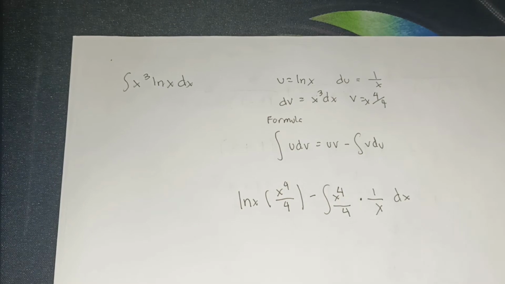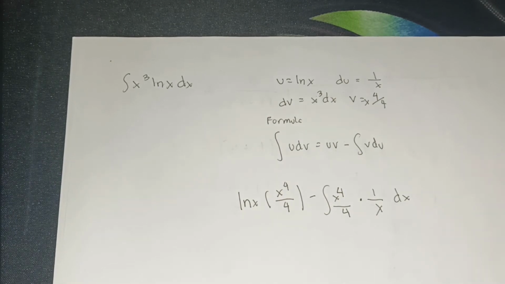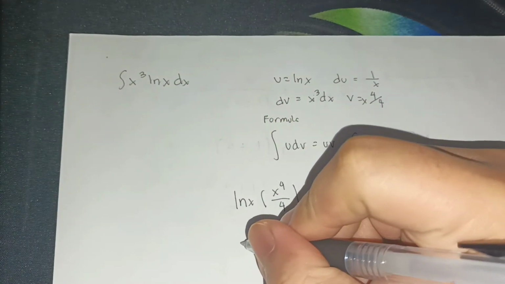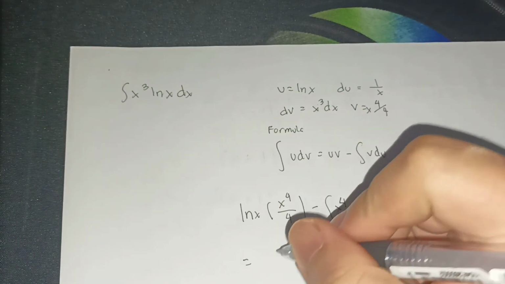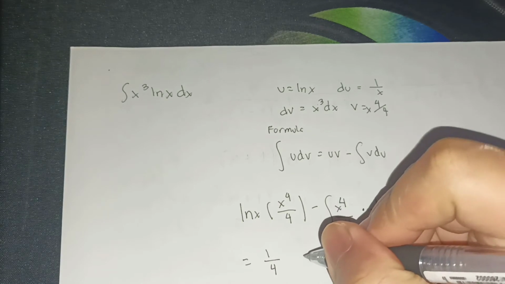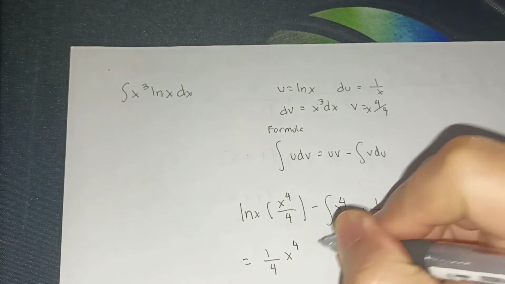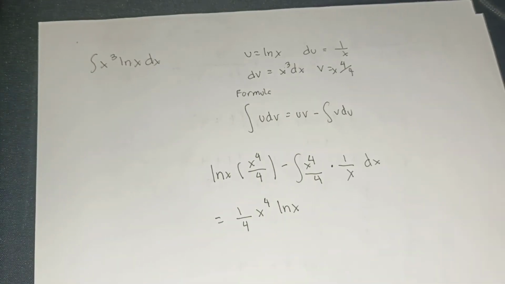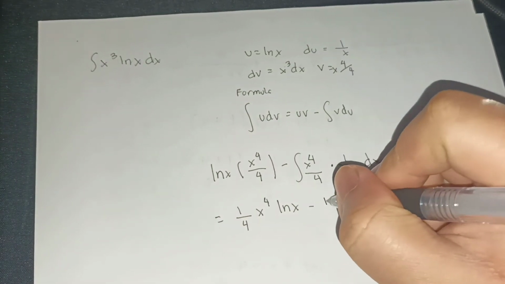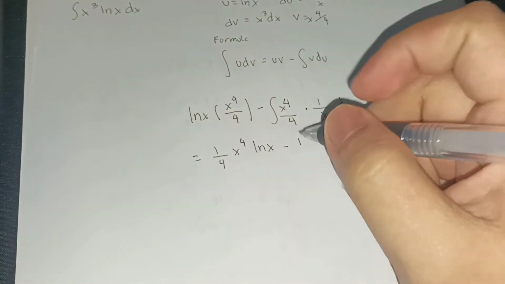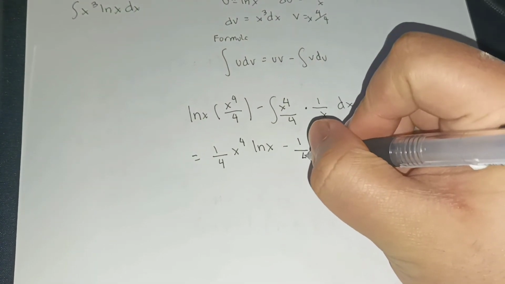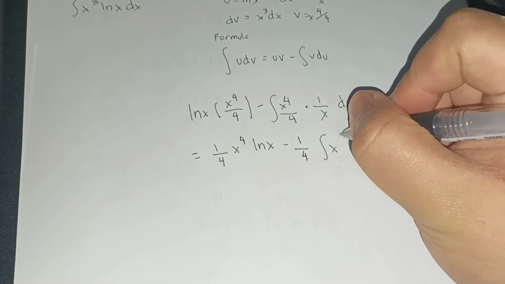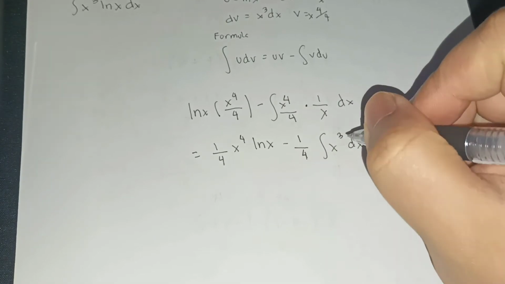After that, when we try to solve it, it equals 1 over 4 x to the 4th power ln of x, and then minus 1 over 4 integral of x cubed dx. There we go.